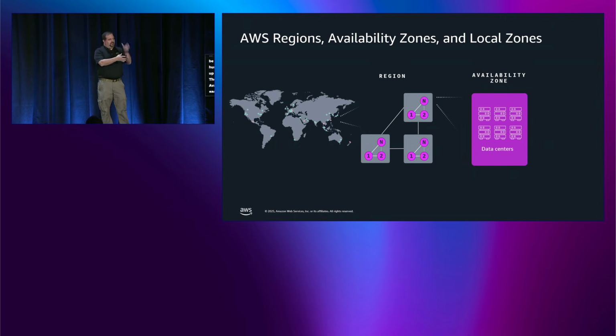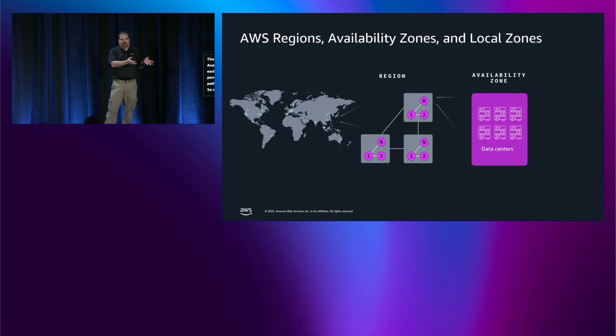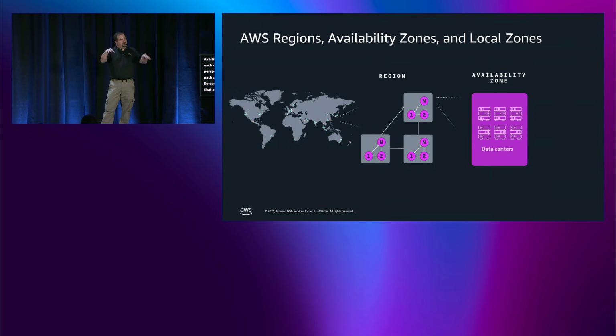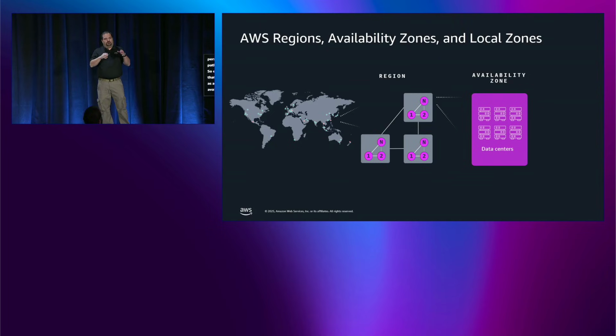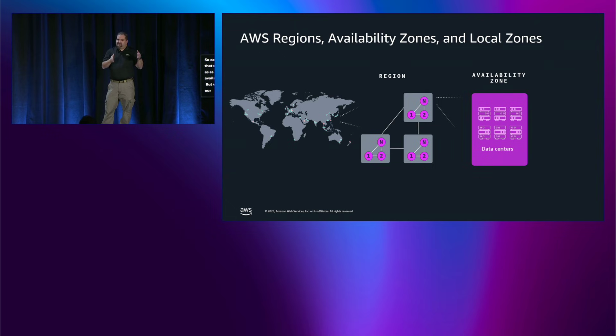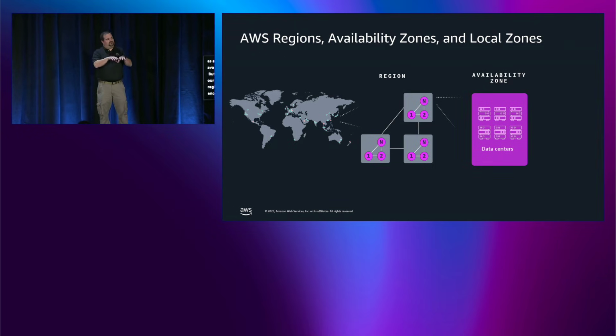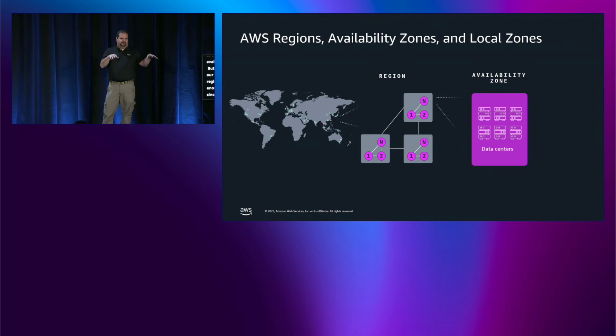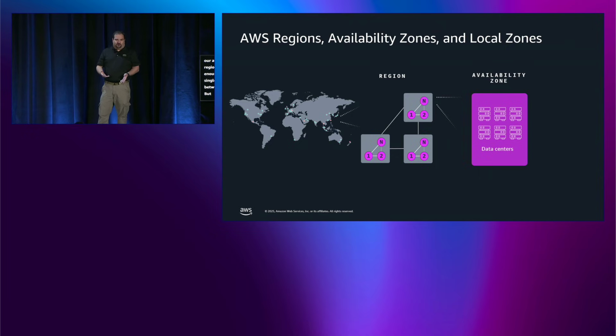So each availability zone, you can think of as sharing fate from an availability perspective. But when we pick where we want our availability zones to be in a region, we want them to be close enough to each other to maintain single-digit millisecond latency between those availability zones, but far enough away that they won't share fate with each other from things like natural disasters and power events.